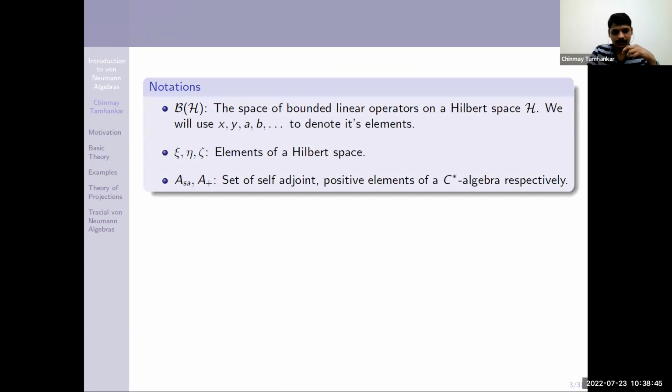So before starting, here is the notation that we use. B of H is used for the space of bounded linear operators on the Hilbert space H, and we'll use small English letters to denote its elements. And then we'll use the Greek letters xi, eta, and zeta to denote vectors in the Hilbert space. And then if we have a C-star algebra, what that is we'll come to in a bit, but if we have a C-star algebra A, then A subscript SA and A plus will denote the self-adjoint and positive elements respectively.